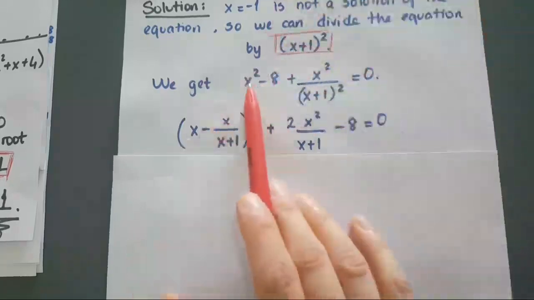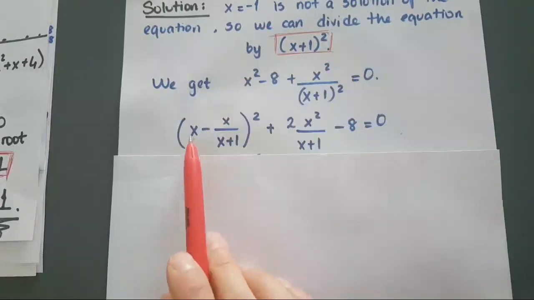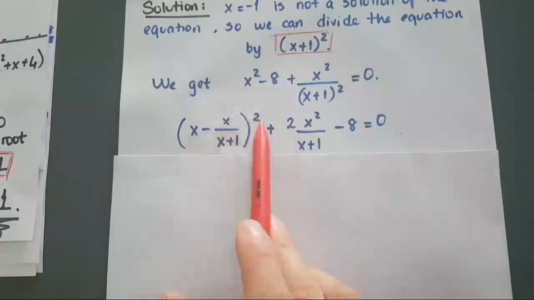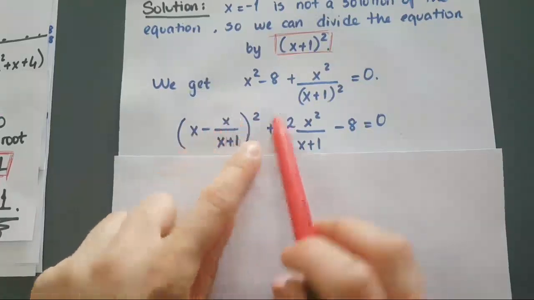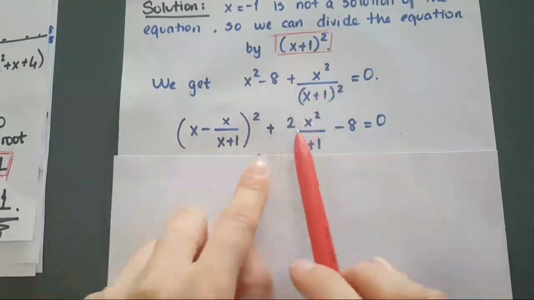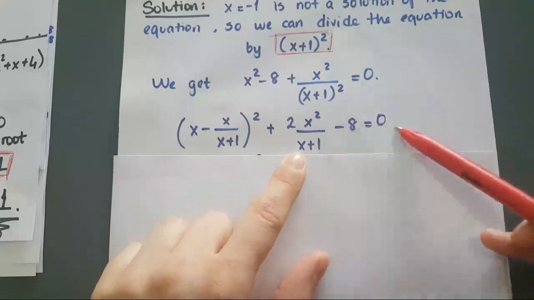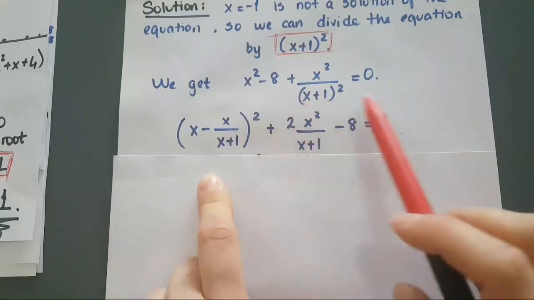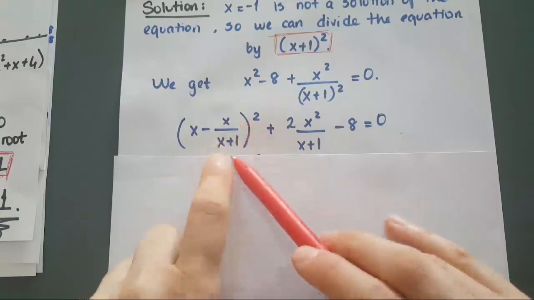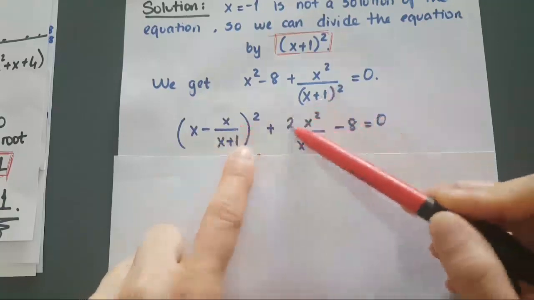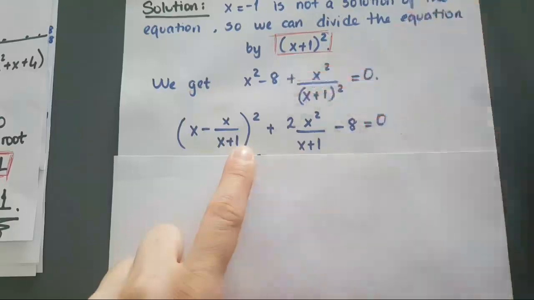So because I have x squared and x squared over x plus 1 squared, I have written it in this form: x minus x over x plus 1 to the power of 2. Do we have a minus 2x squared over x plus 1 in this expression? No, so I add it. Plus 2 times x squared over x plus 1 minus 8 is equal to 0. When we write the perfect square of x minus x over x plus 1, we have to add this expression because we do not have it in the previous step. And I copied minus 8 is equal to 0.